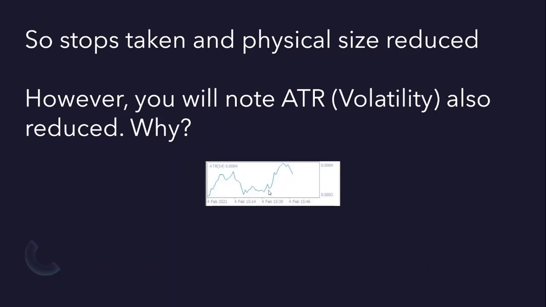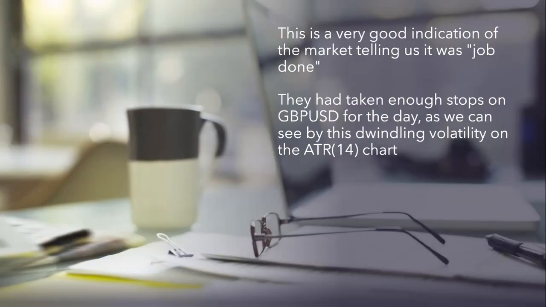Okay, so they pump. That was to the very limit of the fear of the retail guys, and then down we came. So this is a very good indication of the market telling us that it was job done. The bullies got their lunch money, and then they've gone to the next market, and they're going to prey on those guys. So they're taking enough stops on pound USD for the day, as we can see by this dwindling volatility in the ATR 14 chart.